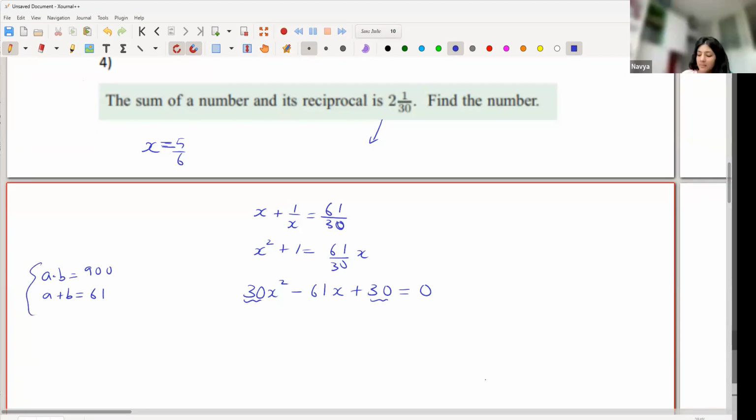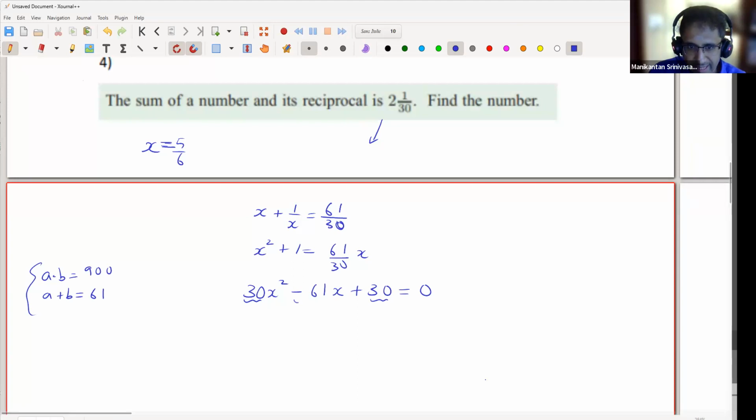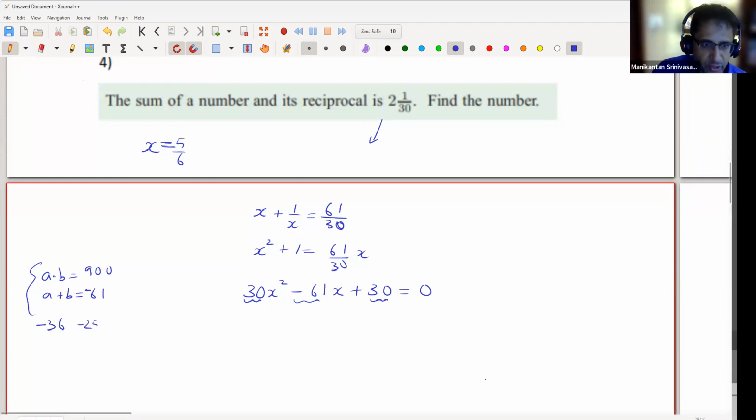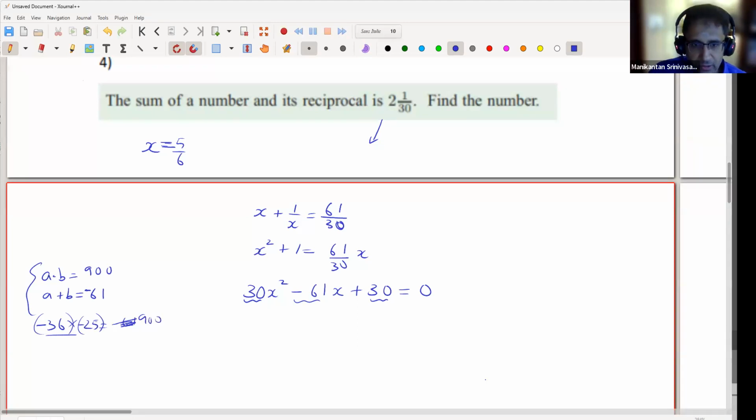Navya: Minus 36 and minus 25. Okay, 36 and 25. In this case, I'm not worried too much about the signage. I'm just calling it 61, but you're right, it should be minus 61. The signage is more important for the product; for the sum, it's fine. Yes, minus 36 and minus 25 indeed. But if you're not able to guess it, you can still do it by the quadratic formula. 36 times 25 is 900 indeed. So let's go with that.